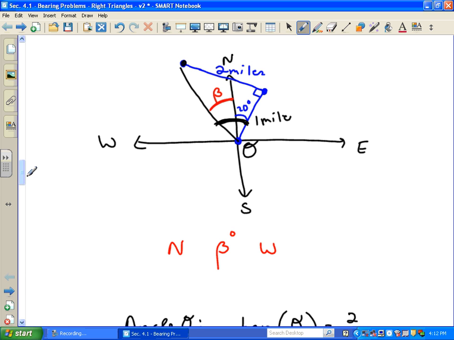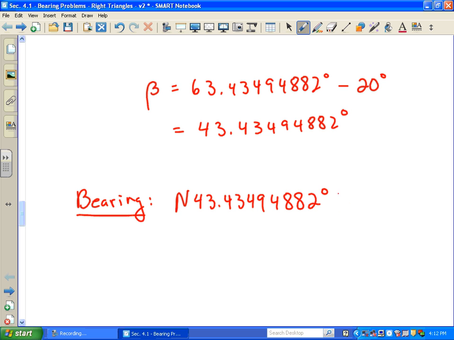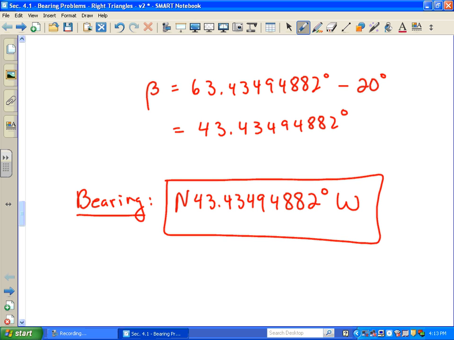All right, from up above, remember that we had said that our bearing, because of our picture, is going to be north, whatever beta is, west. And so now we can say our final bearing that they ask for is north 43.434948882 degrees to the west. And that would be our final answer. This concludes this lesson on bearings.